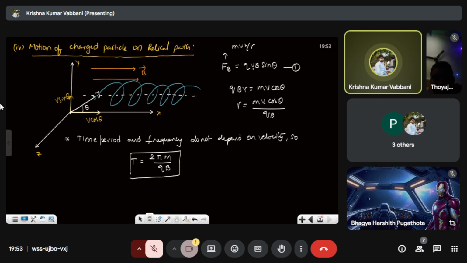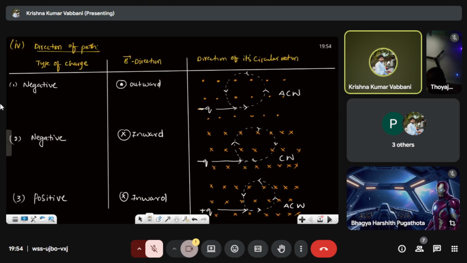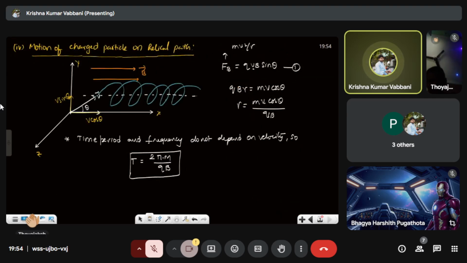The same time period. In the last class I derived it roughly here. The same time period we are going to get here, because the time period and frequency do not depend on the velocity of the particle. So that's why the same thing will come. From this we know the frequency equals 1 by T. So it's going to be qB by 2 pi m.